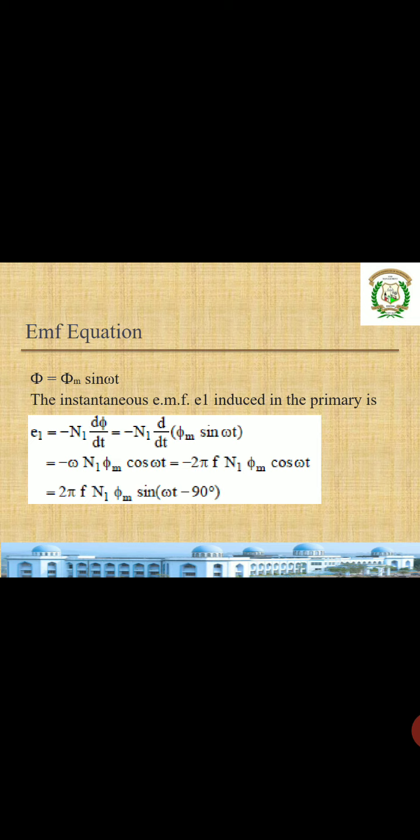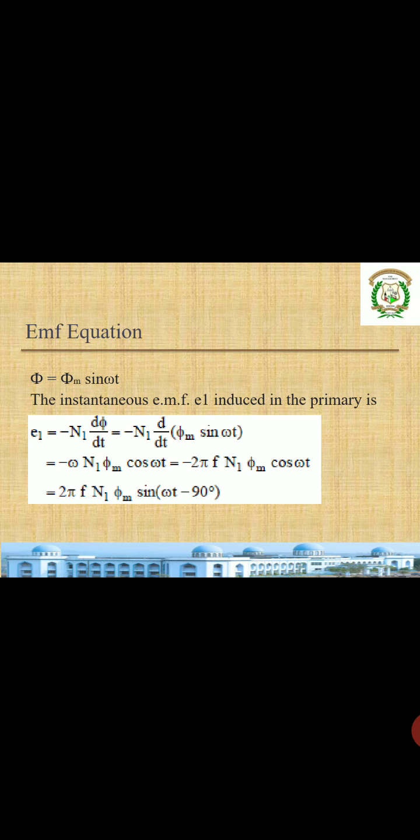So we will see the EMF equation of this one. As I told you, your current varies sinusoidally. Because of the sinusoidally varying current, it produces a flux. That flux is also sinusoidally varying. The sinusoidally varying flux phi is given by phi m sin omega t, where phi m is the maximum value of the flux. Meaning if you consider one sine wave, where the peak reaches, that value is taken as phi m, and it changes according to the sine wave.